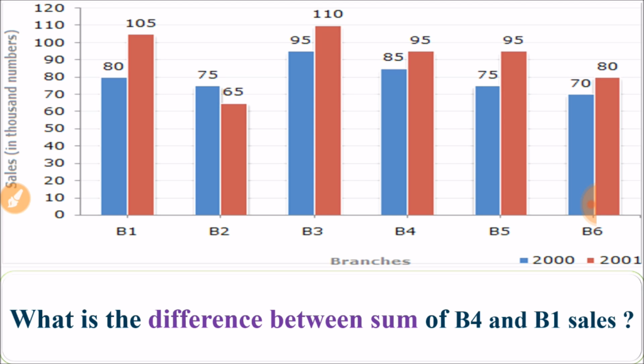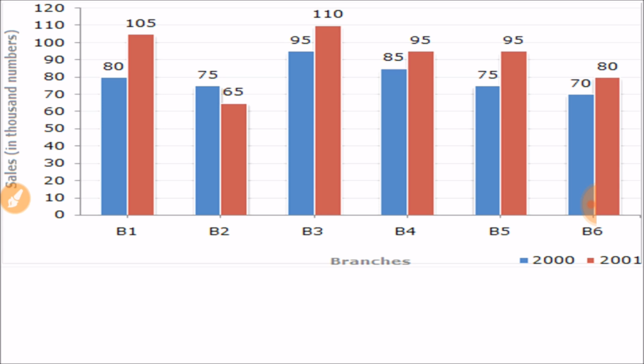180. What is the sum of B1? 185. So what is the question? You have to find the difference between these two numbers. So what is the difference between 185 and 180? So your answer is 5. And remember, the number is 5, but the sales are there in 1000. So the right answer is not 5. The right answer is 5000. Okay. So that is question number 2.